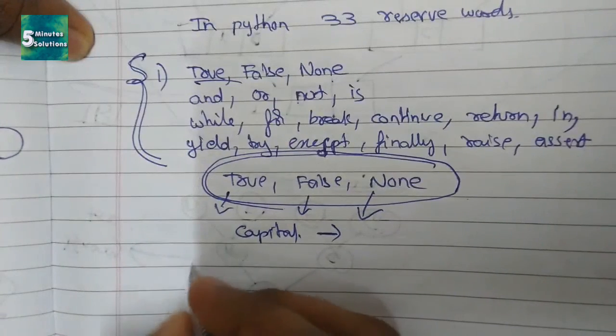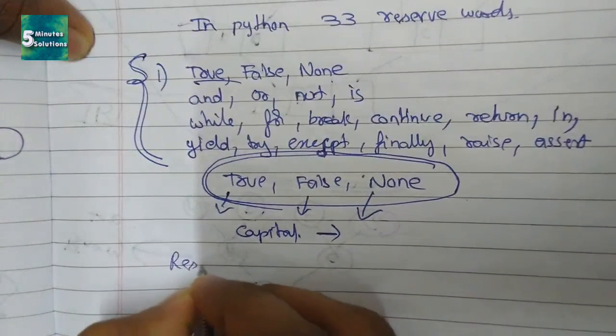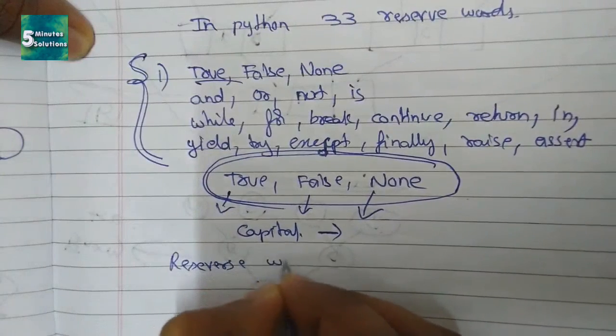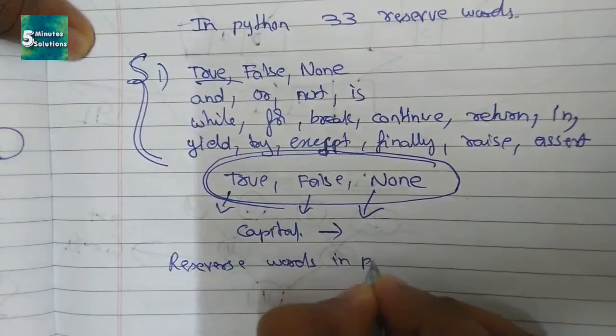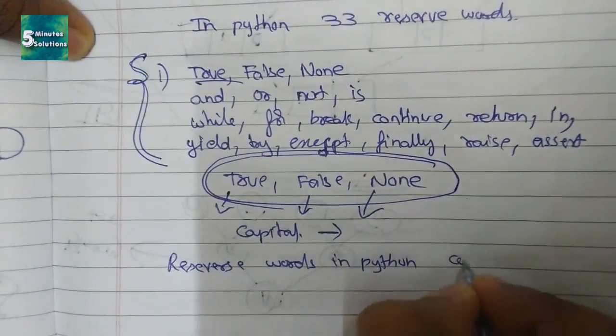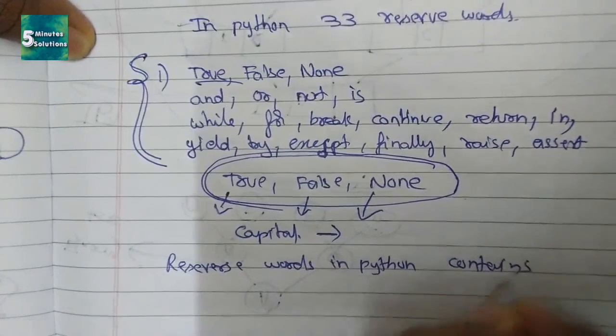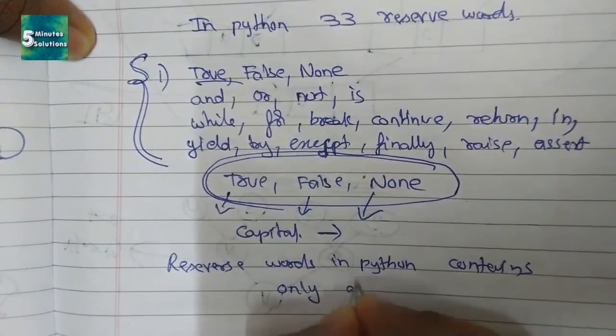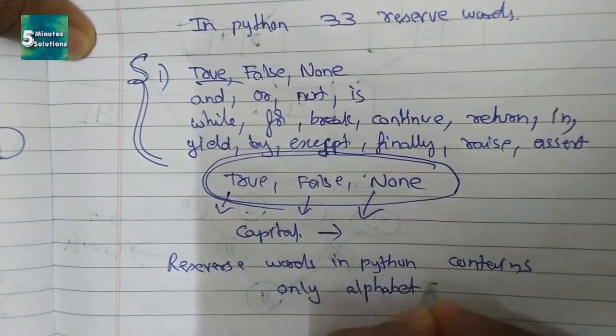And in Python, all reserved words contain only alphabet symbols.